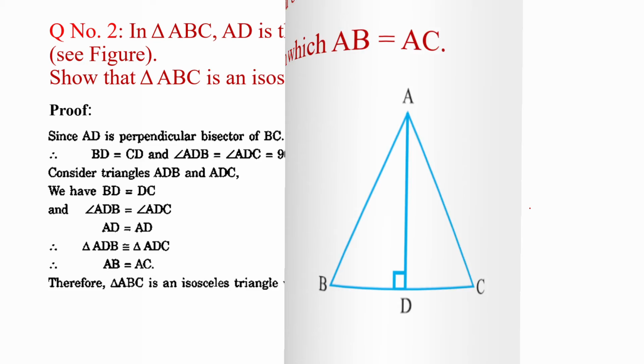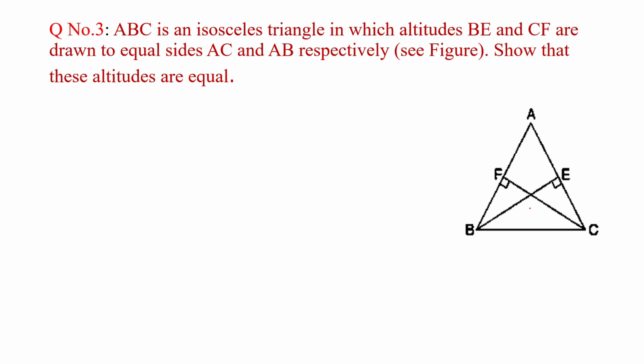Now, question number 3. ABC is an isosceles triangle in which altitudes BE and CF are drawn to equal sides AC and AB respectively. AC and AB are two equal sides given in this triangle ABC. ABC is an isosceles triangle. This is given. Altitudes BE and CF are given. We have to prove these altitudes are equal. We have to prove BE is equal to CF.